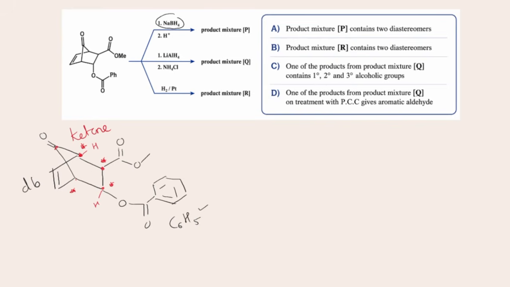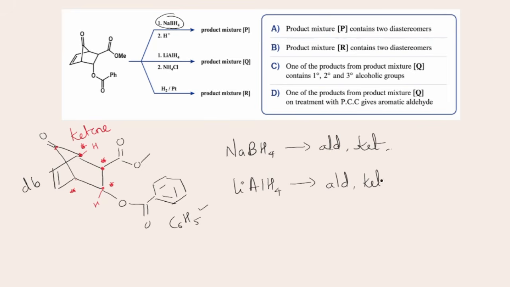What is the function of sodium borohydride? Sodium borohydride can reduce aldehydes and ketones. Aldehydes to primary alcohol, ketones to secondary alcohol, but not the esters, not carboxylic acid, not even carbon-carbon double bond. Let's take up lithium aluminum hydride. This is a strong reducing reagent which can reduce aldehydes, ketones, acids, esters, nitro compounds, nitriles, etc. But will it reduce a carbon-carbon double bond? No, it will not reduce an isolated carbon-carbon double bond like this.